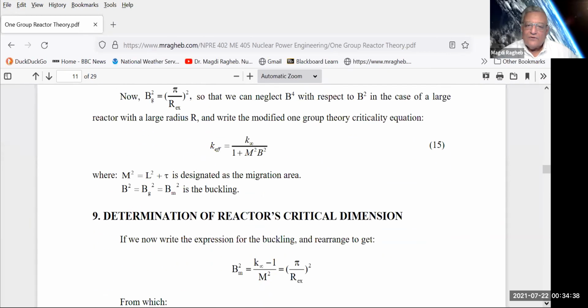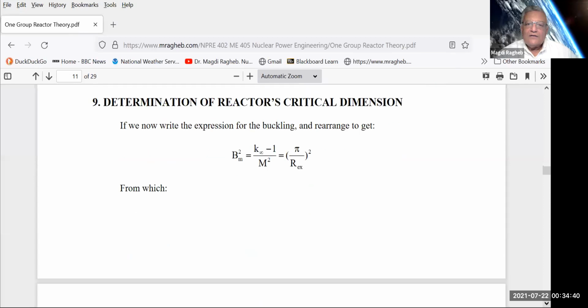So we know how to determine now the critical dimension of a reactor. Remember, the criticality condition is material buckling should be made equal to the geometric buckling. But we are manipulating that equation and adapting it to the design of a nuclear reactor.